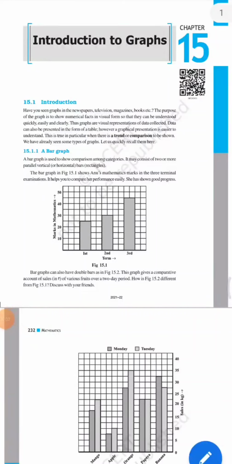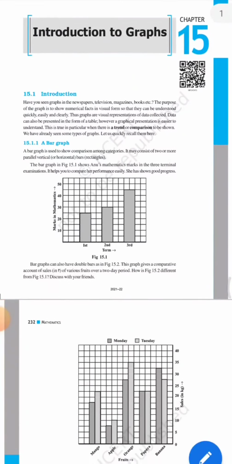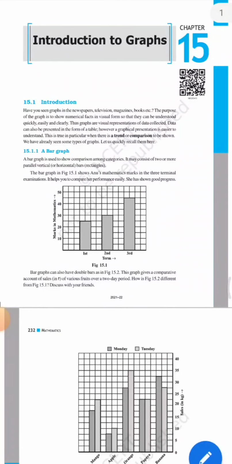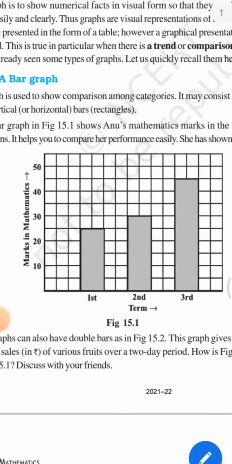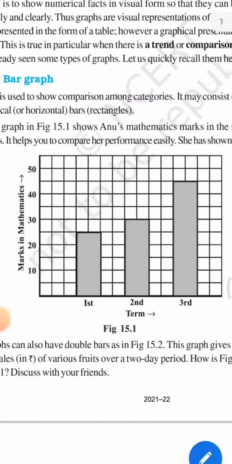Today we will start the introduction to graphs, chapter 15 of your textbook. This chapter starts on page number 231 of your NCERT book. So in the introduction we have a bar graph. See, a bar graph is a graph.